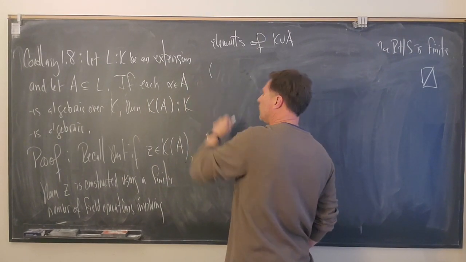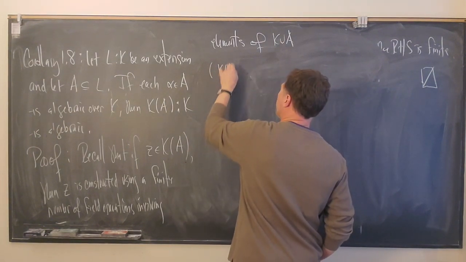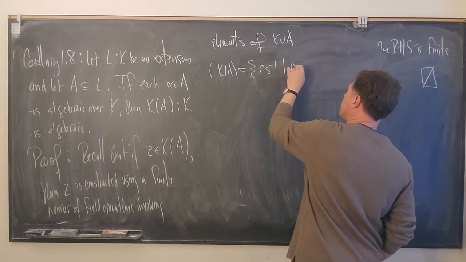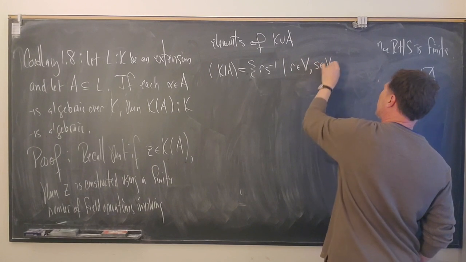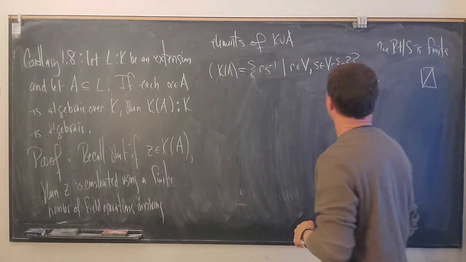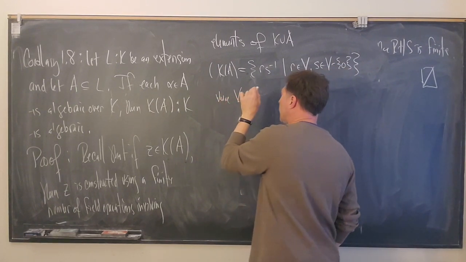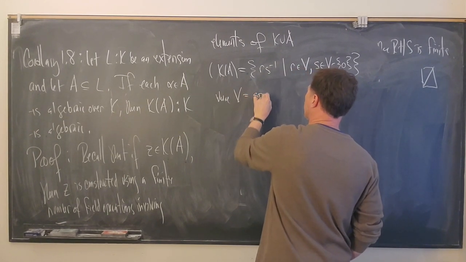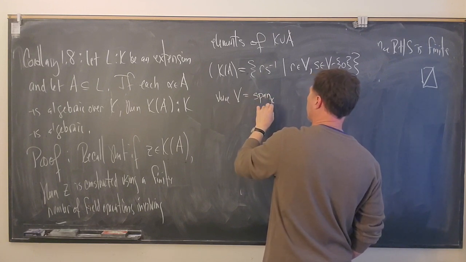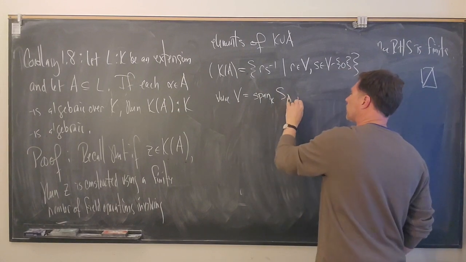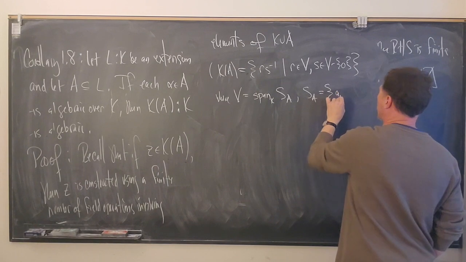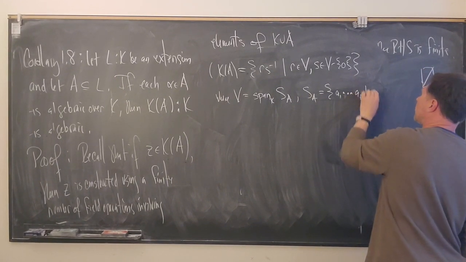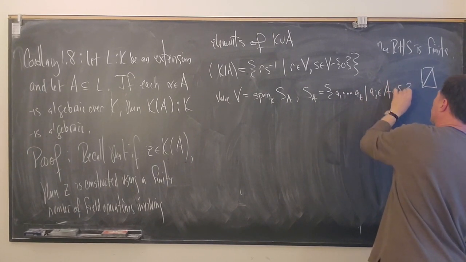And you know, just as a reminder, you don't have to write this down, right? That's because K adjoin A is equal to the set, remember this, of all things of the form R times S inverse, where R is in V and S is in V minus 0, where V is the K span of S sub A. And S sub A is the set of all possible products that you can form, A1 up through A sub T, where each A i is either in A, or it could be 1 also.